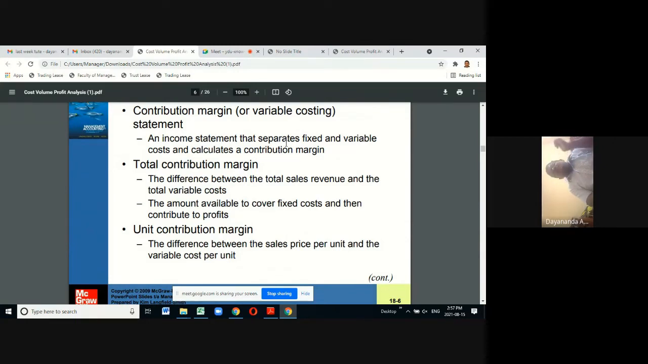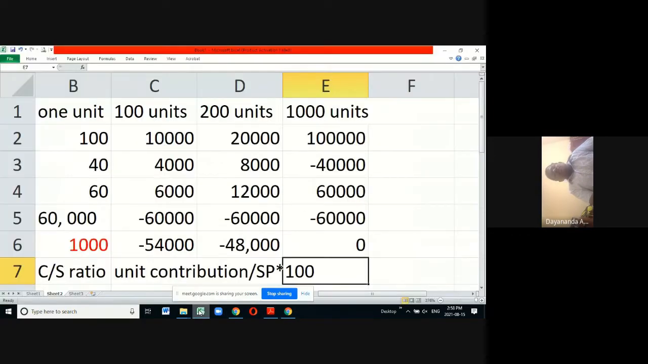An income statement separates fixed and variable cost and calculates contribution margin, as I did. I calculated the variable cost and the fixed cost separately. Total contribution margin is the difference between total sales volume and the total variable cost, the amount available to cover fixed cost, then contribute to profit. Unit contribution margin is the difference between sales price per unit and the variable cost per unit. In our example, here 100 rupees minus 40 rupees. I think the total contribution story is very clear from this example.